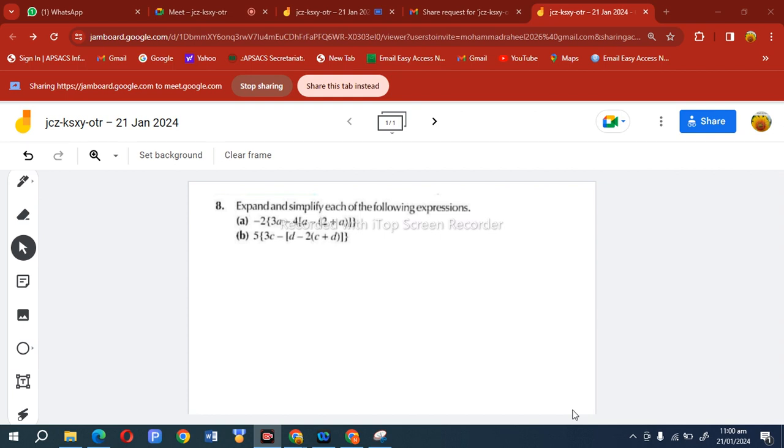Always remember, whenever you're having all three brackets, first you have to solve the smallest bracket, then the middle one, and the largest one. So what I'm going to do is first I'm solving letter A. First I'm going to open up this bracket. First I'm going to expand this.